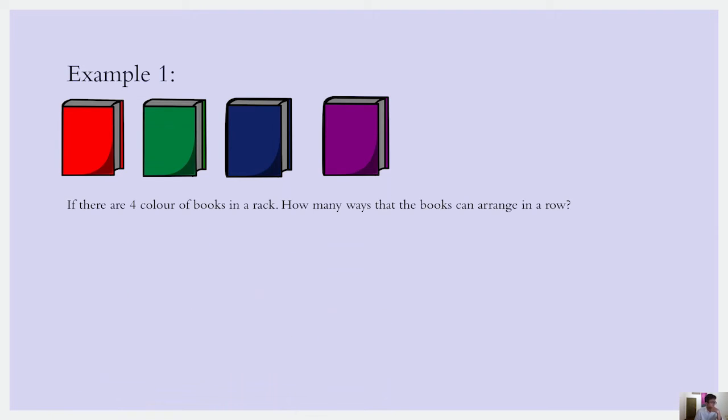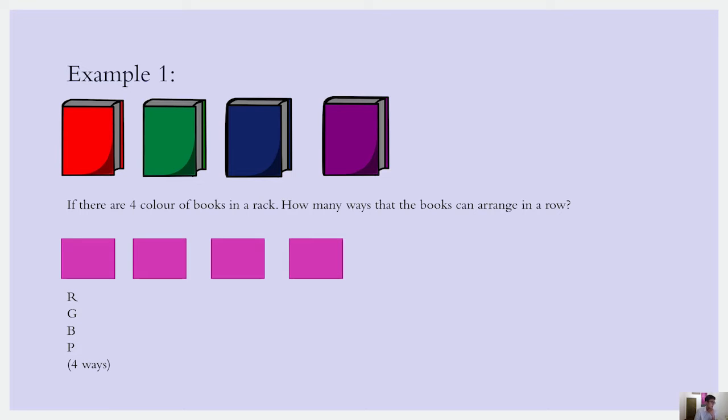If there are 4 colors of books in a rack, how many ways can the books be arranged in a row? So we have to calculate the ways to arrange the books in a row. For example, there are 4 places here. For the first place, we can arrange a red or green or blue or purple book inside it. So there are 4 ways to arrange it.